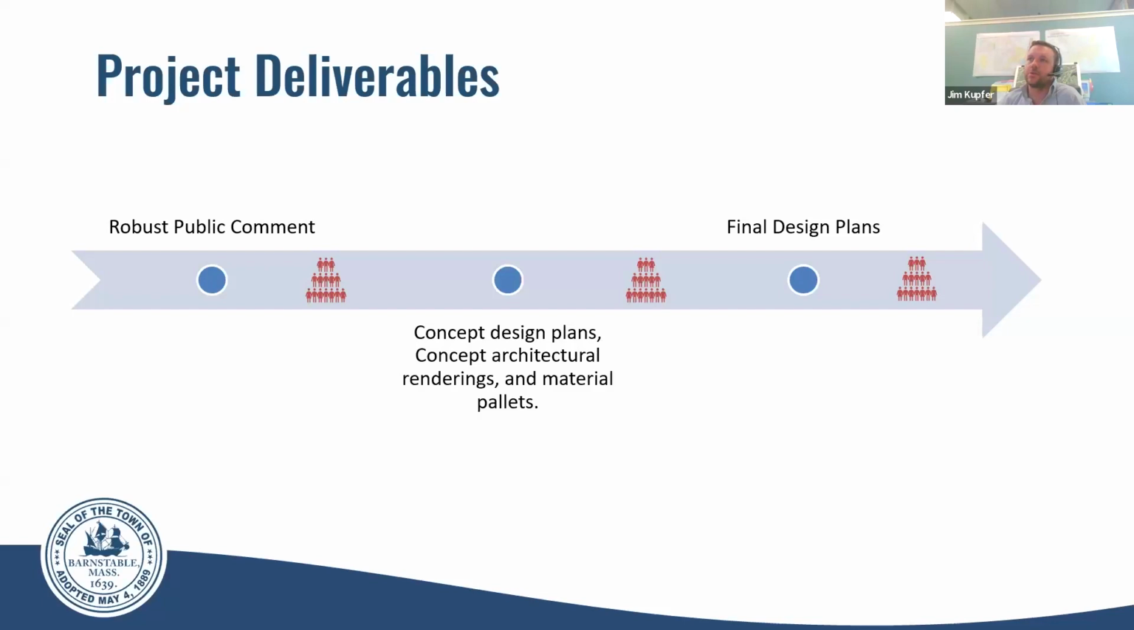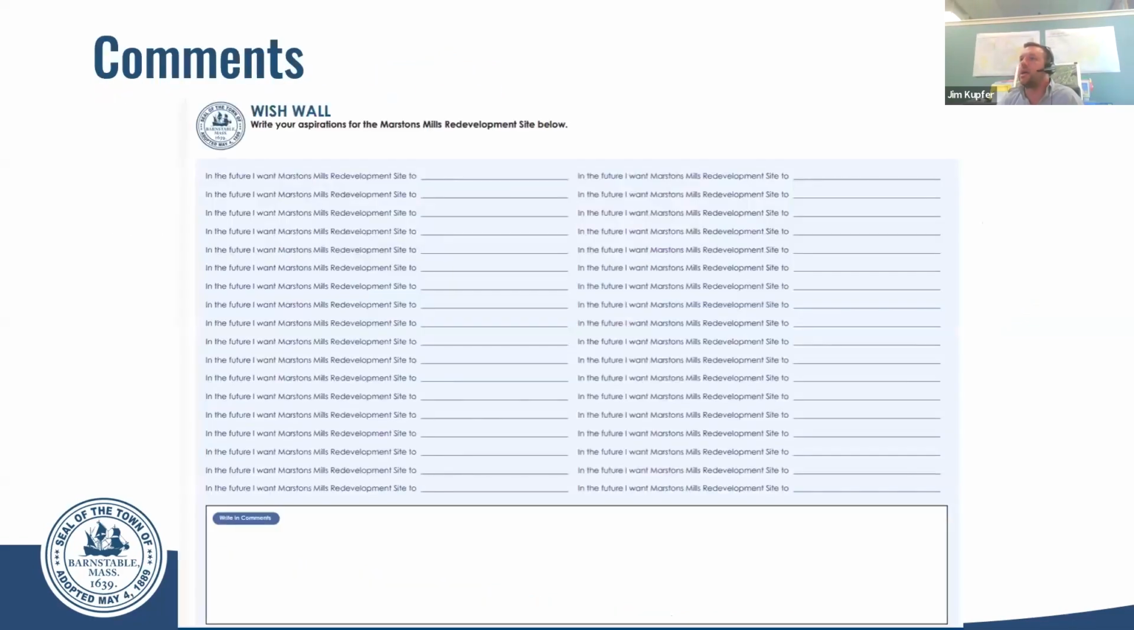So project deliverables, first is to have robust public comment. Next is to start developing out design plans, architectural renderings of any kind, material palettes of any kind, work again collaboratively in a public setting, and final designs that will seek a master plan for this site. So there's many different ways to comment.